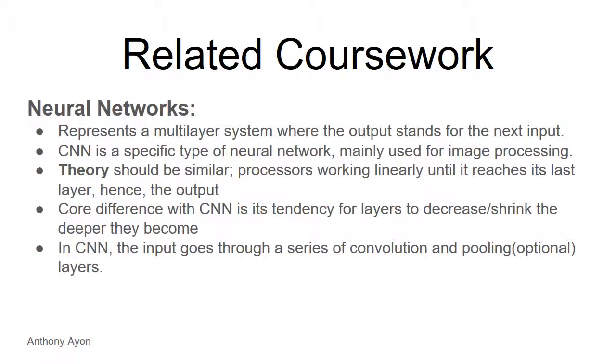One topic we touched on in class was neural networks. Essentially, we learned about a system where the output stands for the next input. Hence, we have CNN, which is a type of neural network that is mainly used for image processing. But in theory, it should remain the same, meaning you have a set of processors working linearly until the last layer. One of the core differences that distinguishes CNN is the tendency for layers to decrease or shrink the deeper they become. Also, input goes through a series of convolutions and pooling layers.